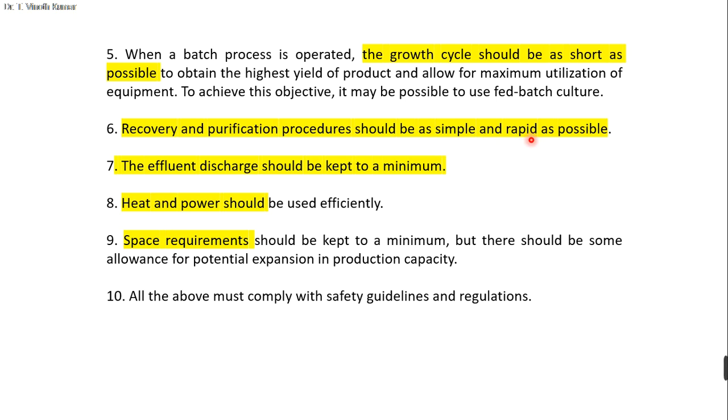And the seventh point is the effluent discharge, which should be kept at the minimum, because your factory and also your product should not disturb the environment. The effluent discharge should be very minimal, and that should not disturb the ecology of the whole area, and you should not spoil the environment. The heat and power should be used efficiently and to the maximum possible.